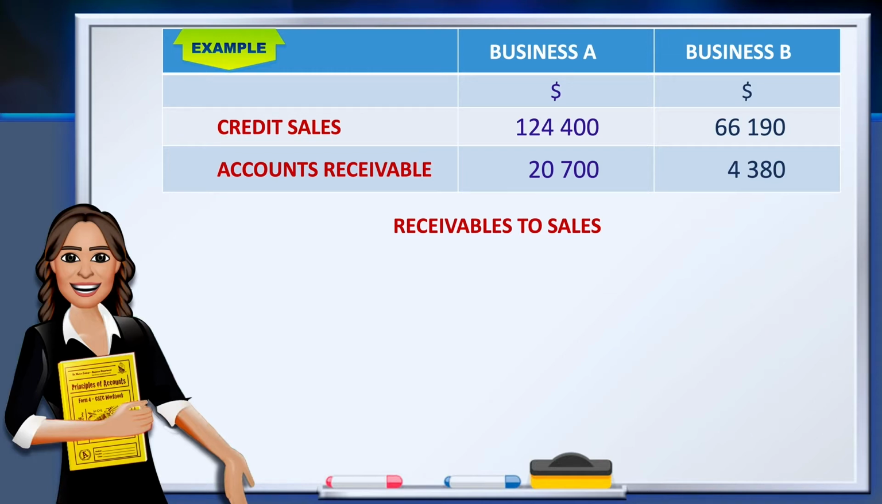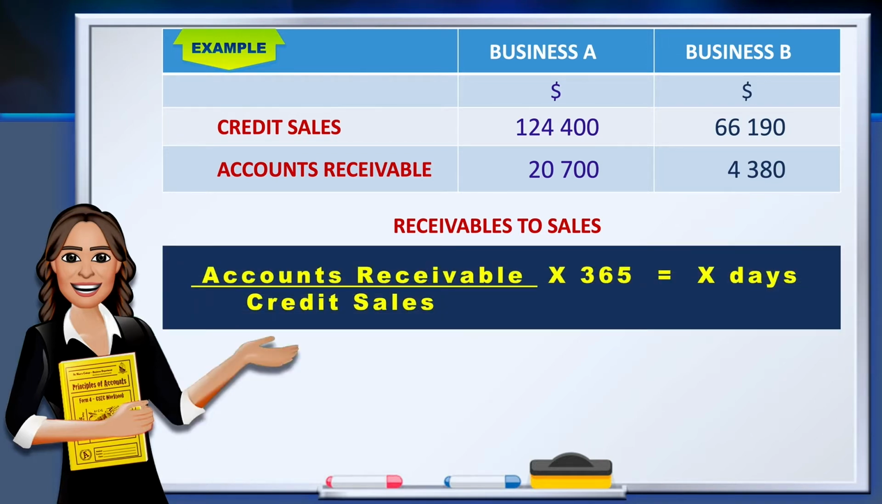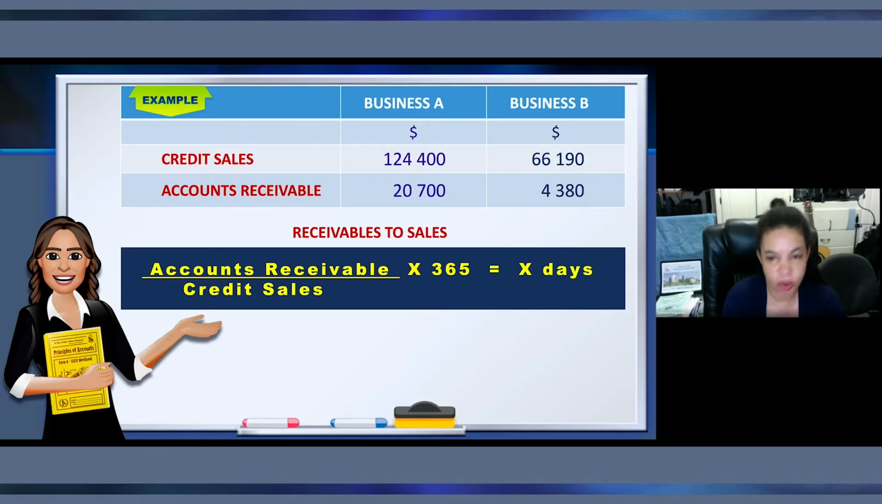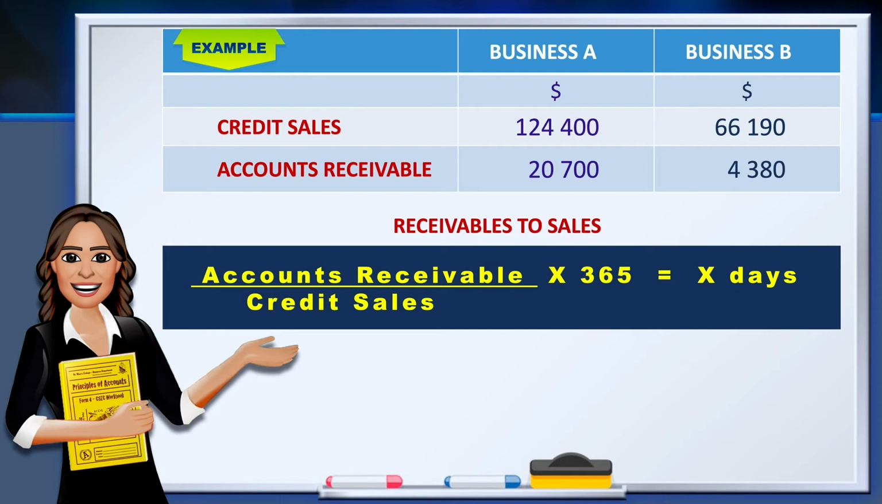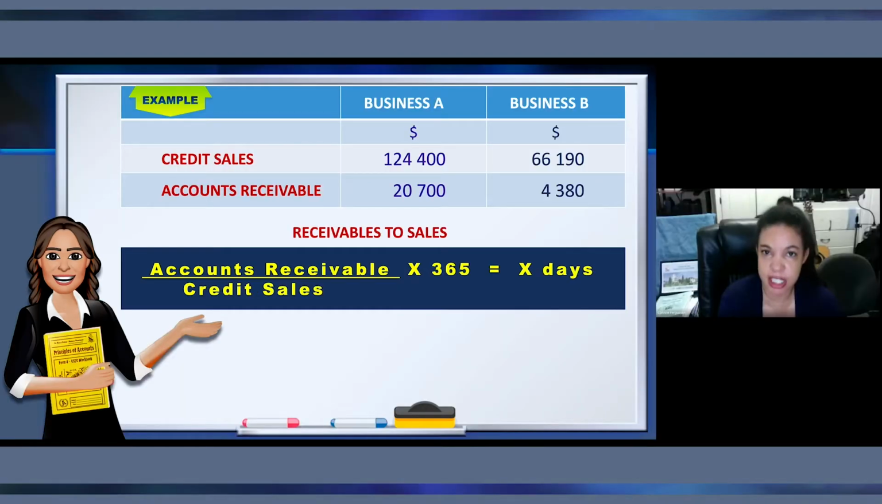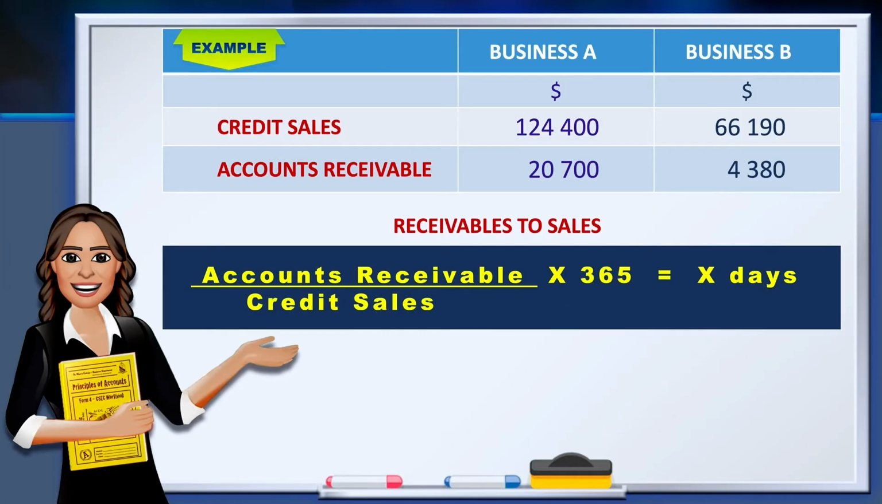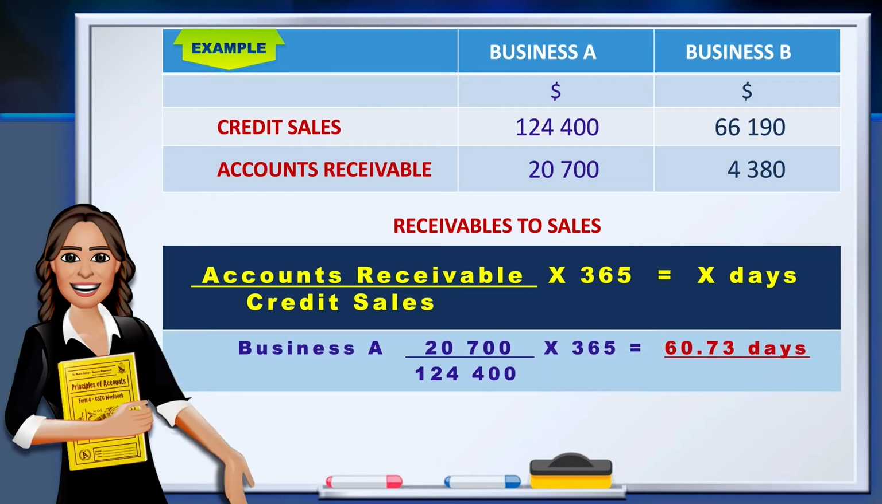And once again, the formula is actually in the name of the ratio. So it would be receivables over your credit sales. And then because it's being expressed in the number of days on average, that means you're going to multiply by 365, because 365 days in a year. So using this formula, you are now going to work out the receivables to sales ratio for business A and for business B.